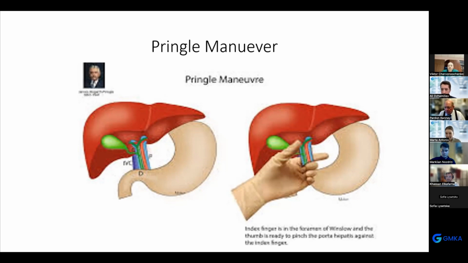I think we have the last question from Dr. Ivanchenko on chat. What do you do when the abdomen cannot be closed? For example, when there is a large defect in the abdominal wall.